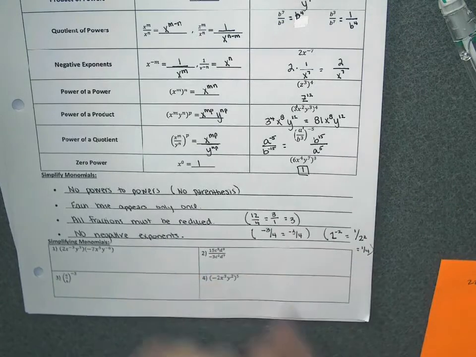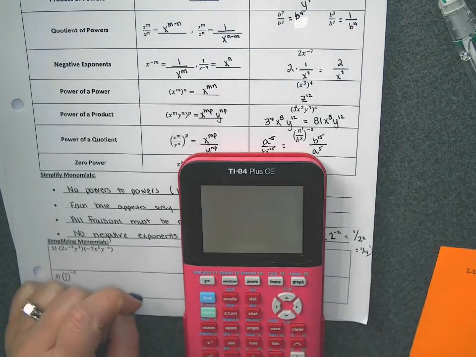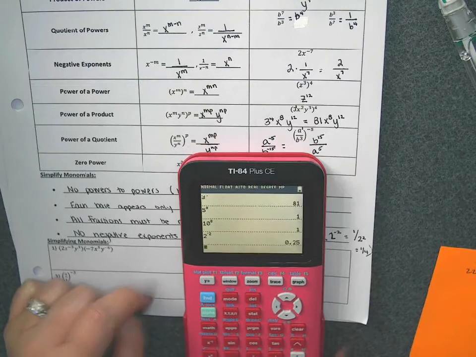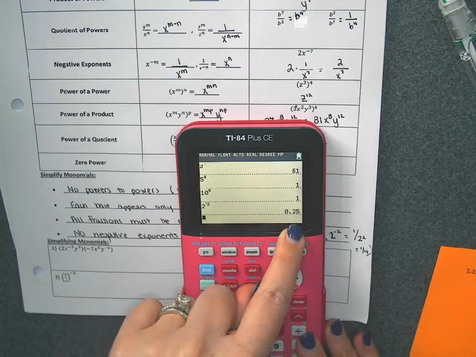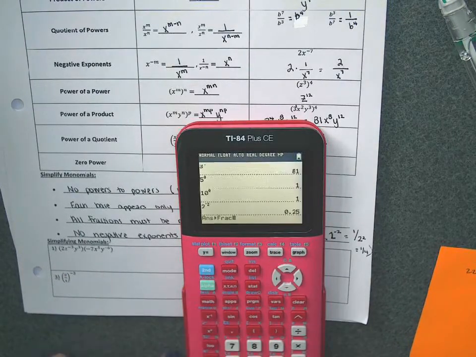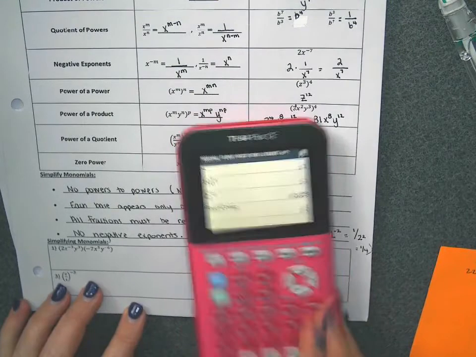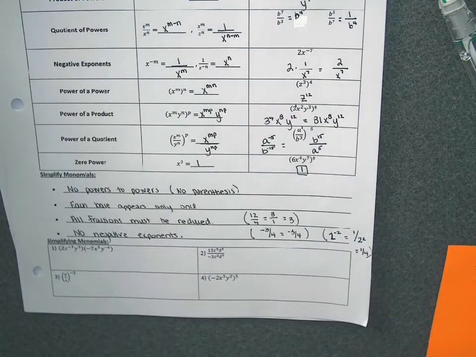Okay, and you could even type that into your calculator. If you typed in 2 to the negative 2nd power, you'll see that it's a quarter, 0.25, or as a fraction, 1/4. They're equivalent, you're not changing the value of it that way. All right, so we have 4 examples here.